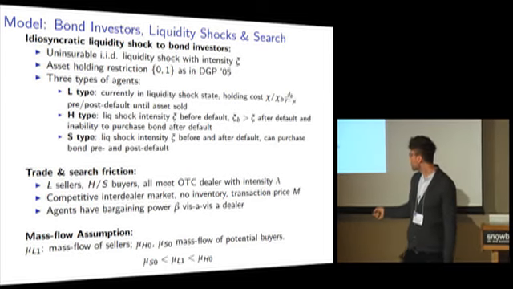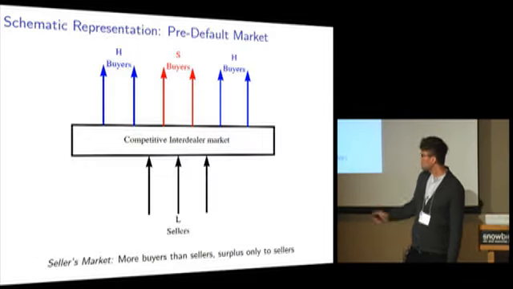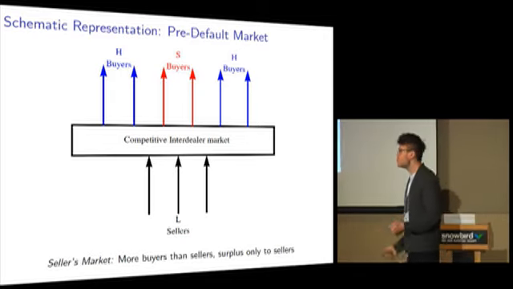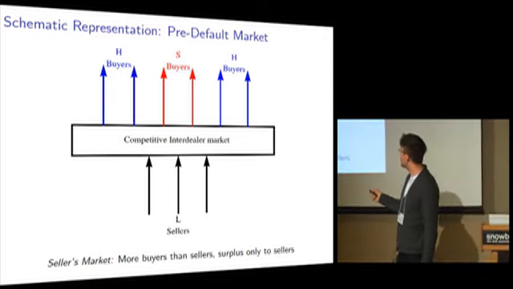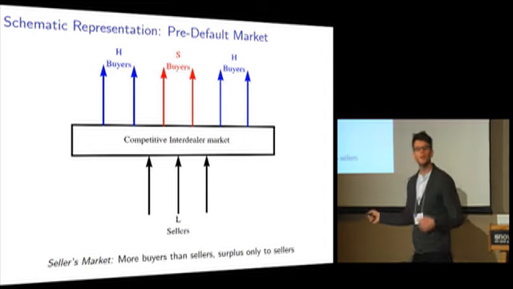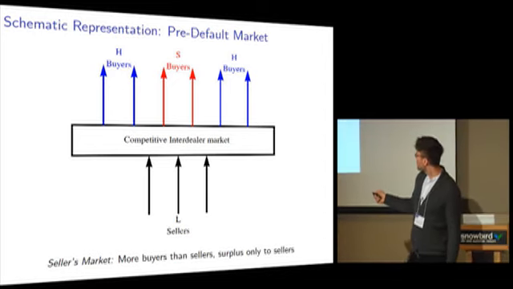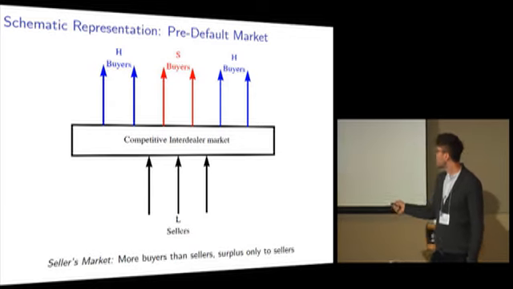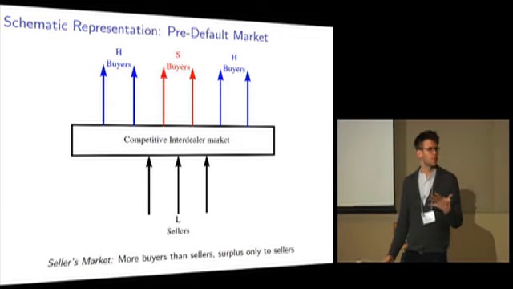Now, the mass flow assumption is probably easier to illustrate via a graph, so we assume the following. We assume that there's a certain stream of sellers that meet dealers. Okay? And here we assume that the stream of possible buyers of type S that meet dealers is not enough to absorb all the selling pressure. But we assume that the type H buyers that meet dealers are sufficient to absorb all the selling pressure. So that's going to be important in that the H guy here is going to be the marginal agent who's going to price the asset.